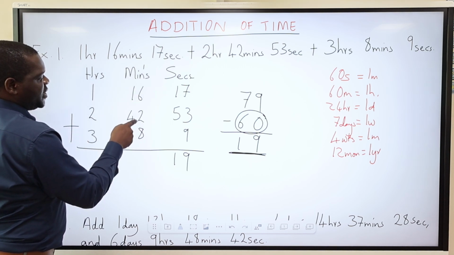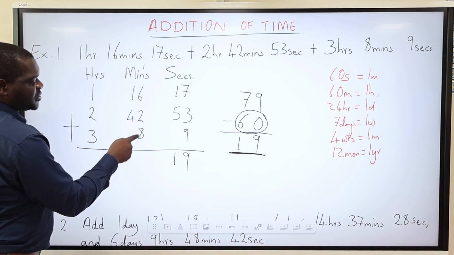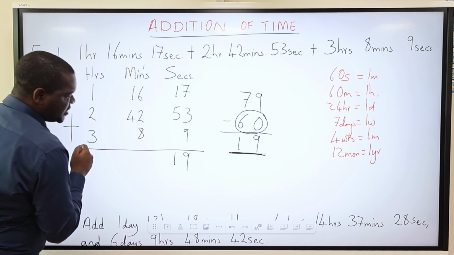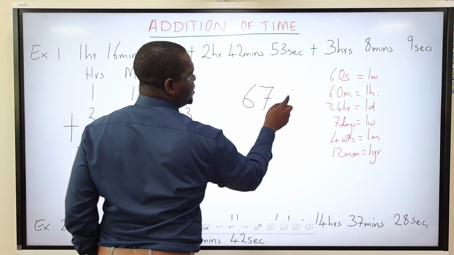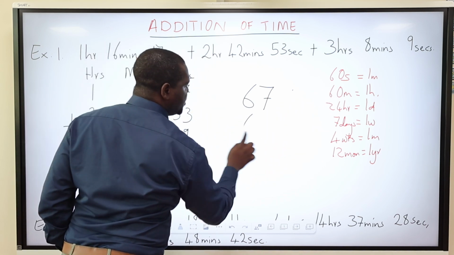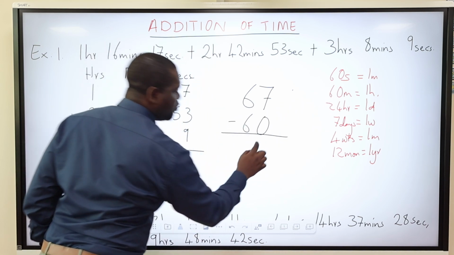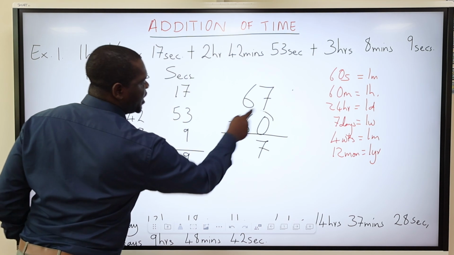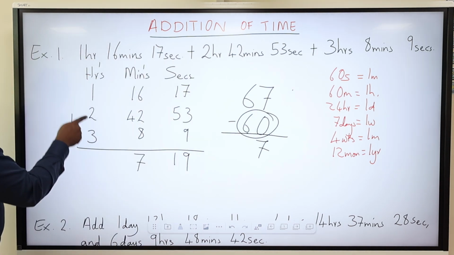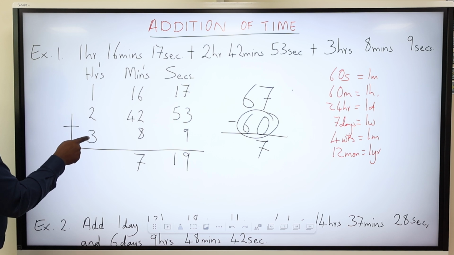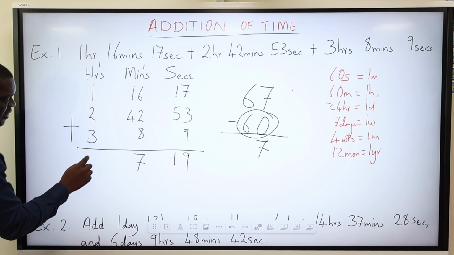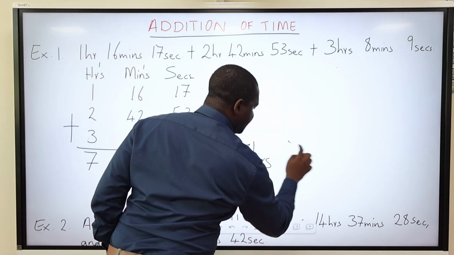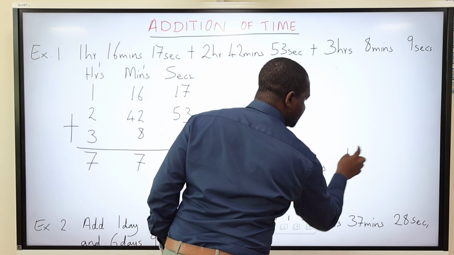Let's take 1 minute. We have our 1 minute here. 16 plus 42 will give us 58. And 58 plus 8 is going to give 66. 66 plus the one that we carried is 67. So 67 is already above 60. And for that reason, we are going to take 60 minutes away from it and we'll be left with 7. So under minutes, we write 7, which is the remainder, and we carry our 60 minutes to hours. 1 plus 2 is 3, and 3 plus 3 is 6. 6 plus 1 hour that we carried is 7. And our final answer will be 7 hours, 7 minutes, and 19 seconds.